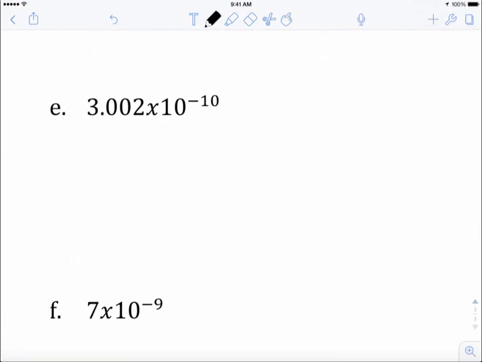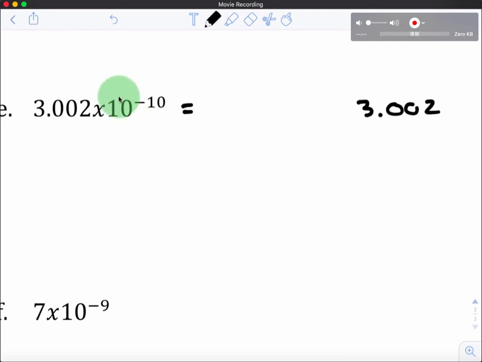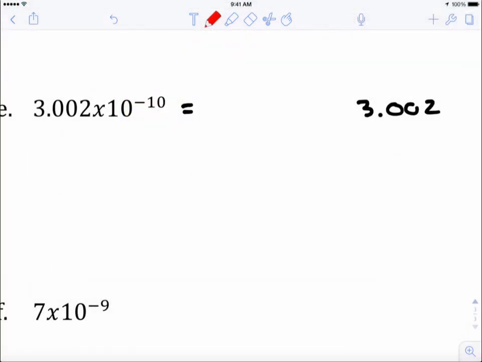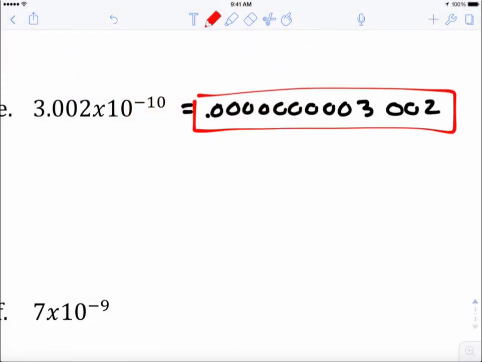All right, 3.002 times 10 to the negative 10th. Well, here is 3.002. We know this number is going to get a lot smaller because we're multiplying it by a very small number. How much smaller? Let's take this decimal place and move it to the left 10 spaces. So 1 space, 9 more. So 9 zeros. 1, 2, 3, 4, 5, 6, 7, 8, 9. That is a small number. Boom. There's your number in standard form. Very small number.